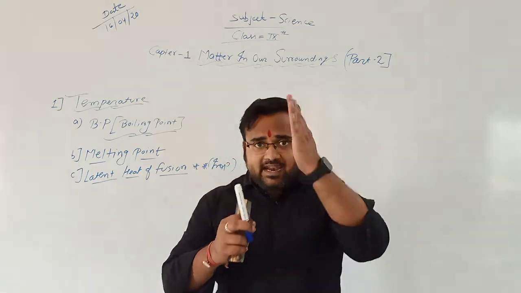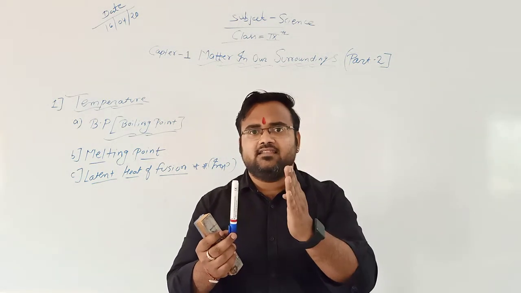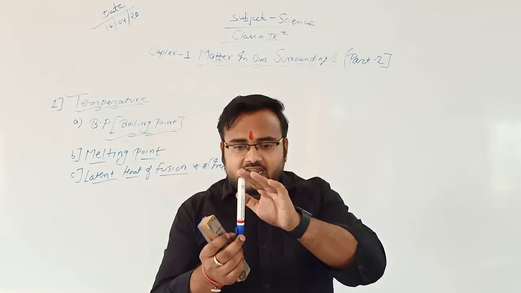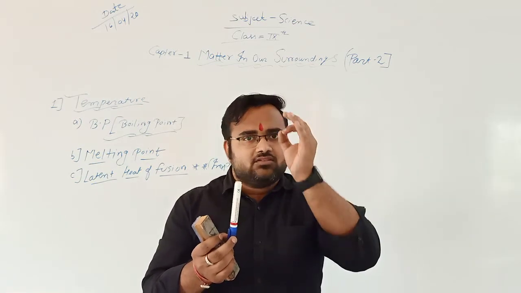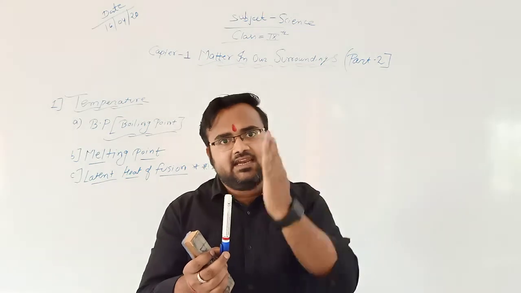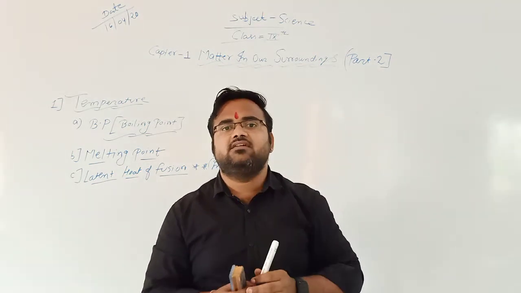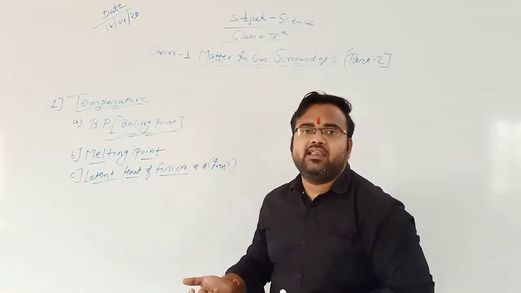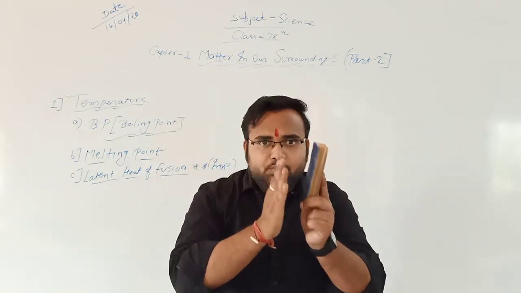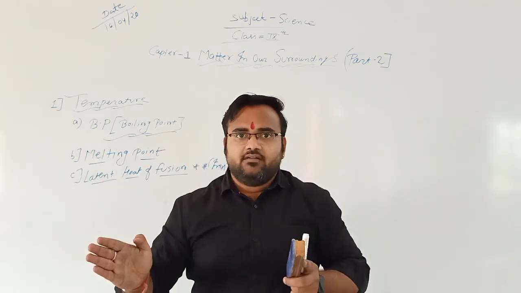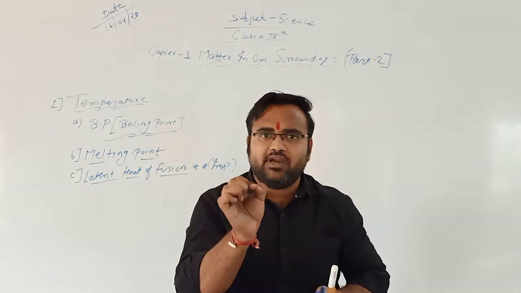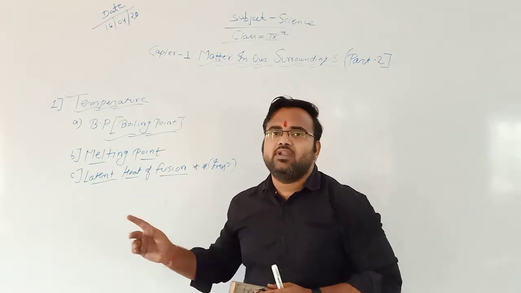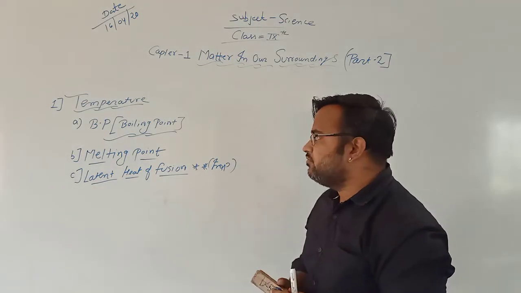Then at 80 degrees Celsius, whatever heat is absorbed by this marker as it is converted into a liquid, the heat absorbed at the temperature of 80 degrees Celsius, is known as latent heat of fusion. Latent heat of fusion can be defined as the heat absorbed during the conversion of solid to liquid at that particular melting point.